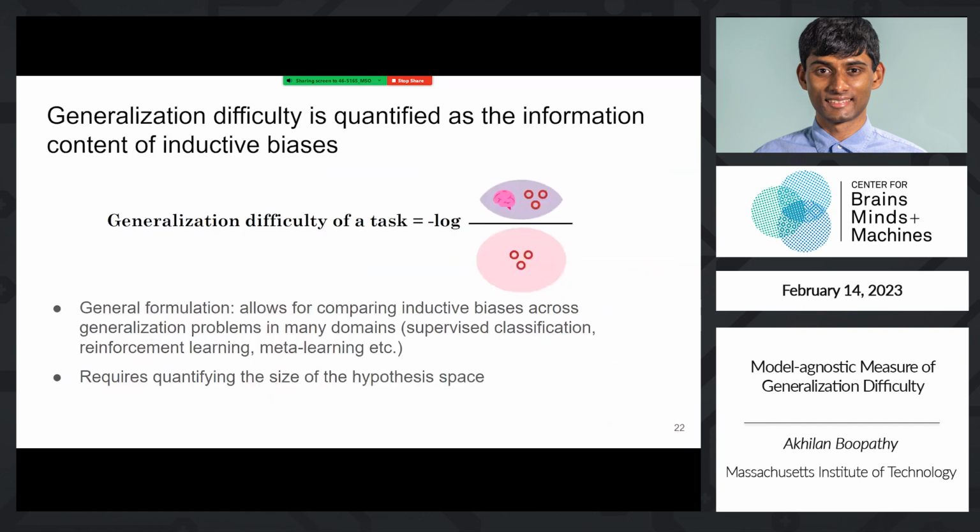And so this metric is something we can really think about as the difficulty of a task, at least the difficulty to generalize on a task, because it's telling us how much information we as model designers need to put in to generalize.